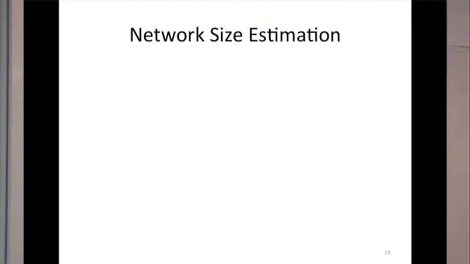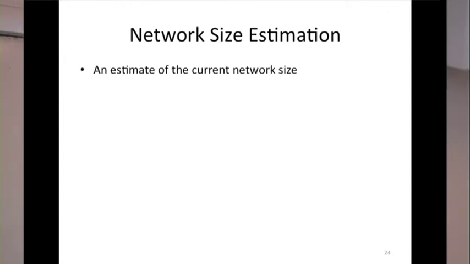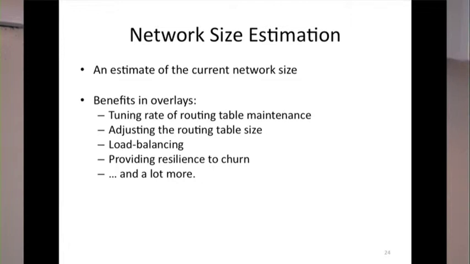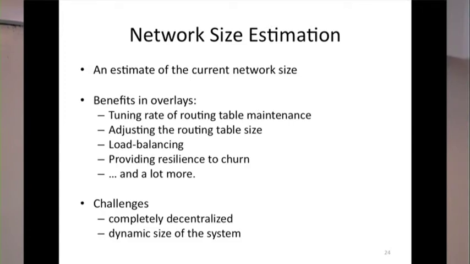Next, we had the contribution of network size estimation. This I'm going to go through quickly, because I think Peter gave a very good overview of it. You want to estimate the network size. This estimate is used in a lot of applications. In overlays, you use it, let's say, for load balancing or to tune the rate at which you do periodic stabilization and stuff like that. What makes it more difficult is that peer-to-peer systems are completely decentralized. You don't have one node that has the whole view of the system to tell you what the size is.